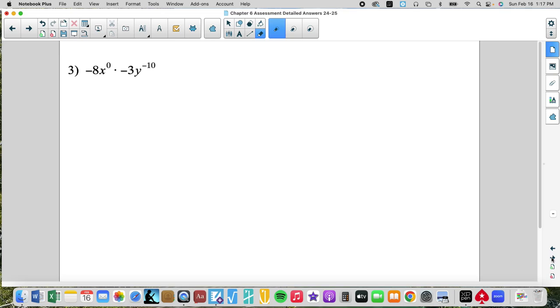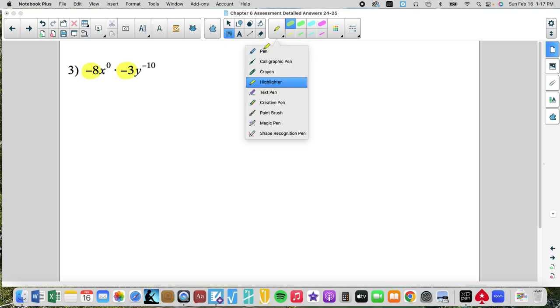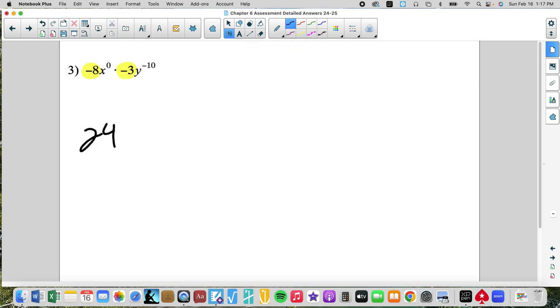We again have coefficients. Our coefficients are -8 and -3. We're multiplying that. That makes 24. We have not like variables, so we are not going to be able to combine these. These are going to be treated completely different because we can't combine them. X to the 0 is equal to 1. So that's really -8 times 1, which is still -8, and -8 times -3 still gives you positive 24.